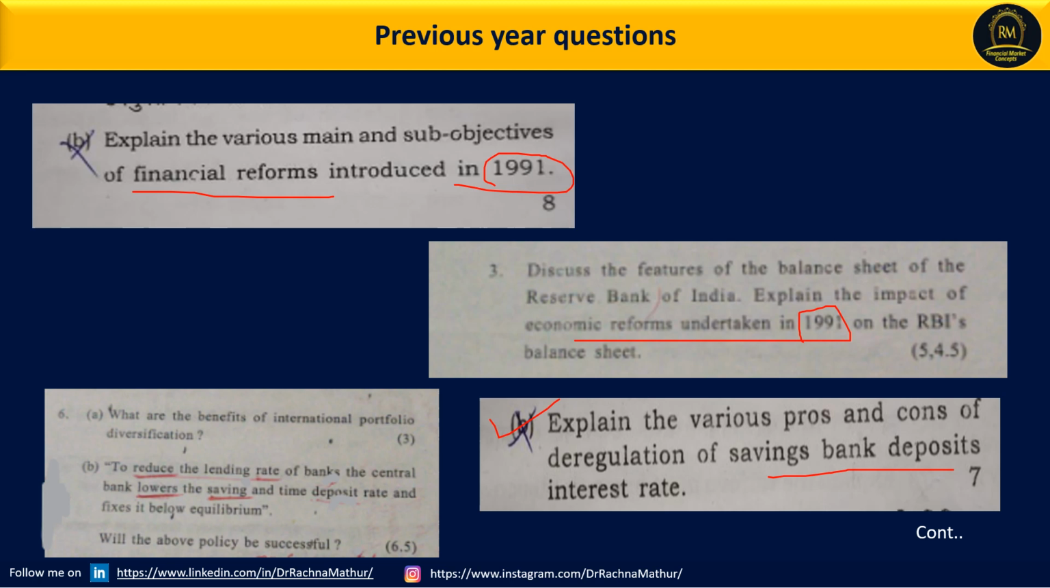Benefit of international portfolio diversification, reduce the lending rate of the bank. The central bank lowers the saving and time deposit rate and fixes it below the equilibrium. Will the above policy be successful? So these questions are on the reforms of the market.